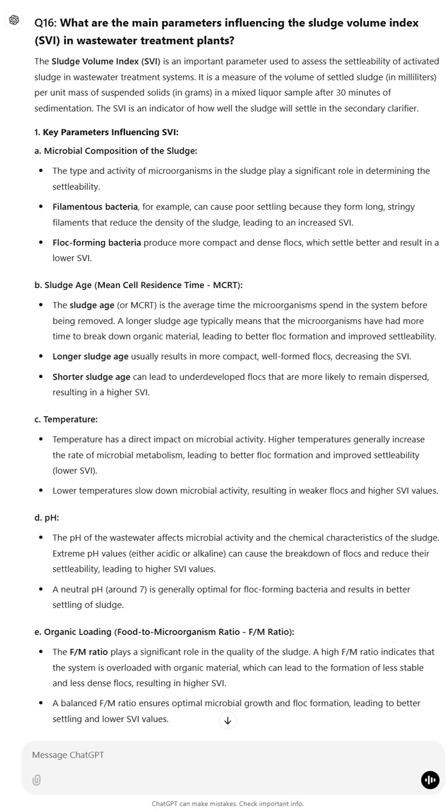Longer sludge age usually results in more compact, well-formed flocks, decreasing the SVI. Shorter sludge age can lead to underdeveloped flocks that are more likely to remain dispersed, resulting in a higher SVI.